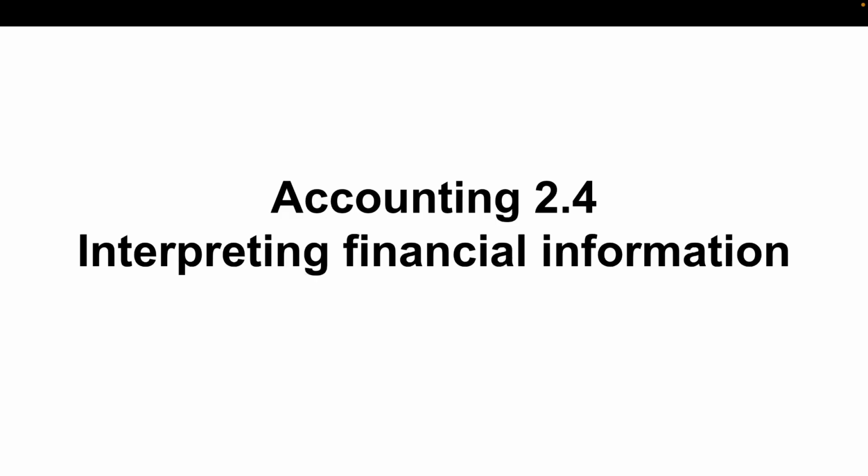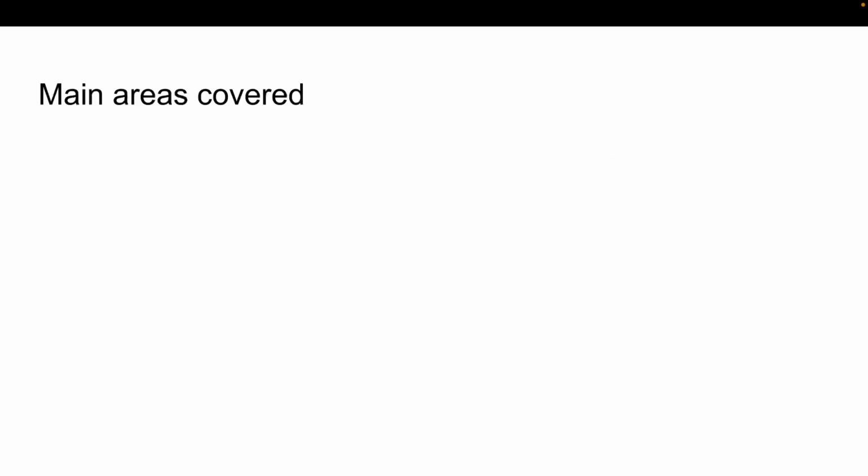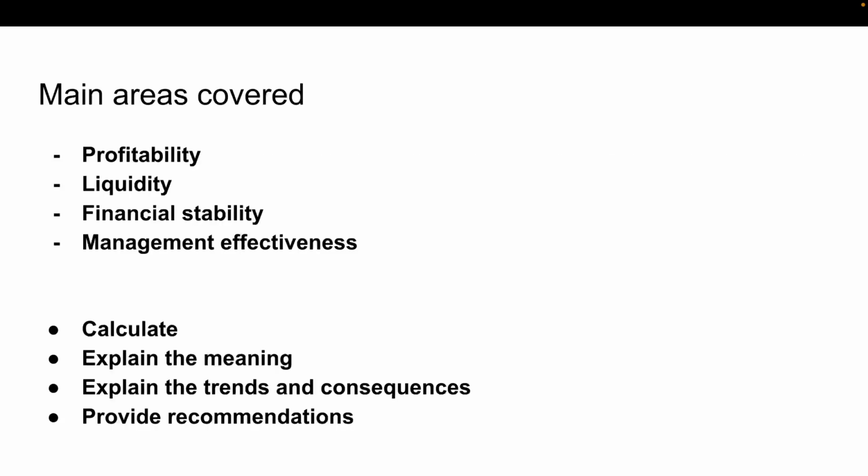So first of all, we're just going to look at what areas are actually covered in the standard. There are four main areas covered: profitability, liquidity, financial stability, and management effectiveness. For each of these areas, we need to be able to calculate them, explain the meaning, explain the trends and consequences, and provide recommendations to the business.